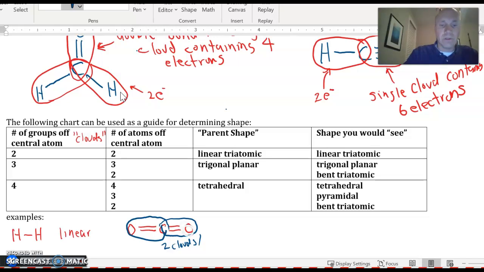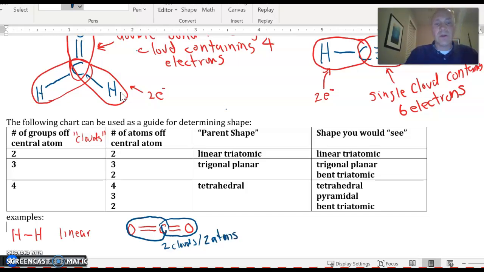All right, there's two. This is an atom right here, and this is an atom right here. The only thing that doesn't count as an atom is going to be a lone pair. A lone pair counts as a cloud, but it doesn't count as an atom. So this would be two atoms.